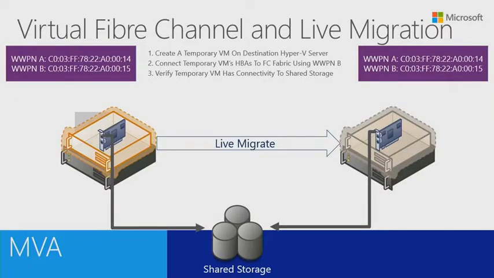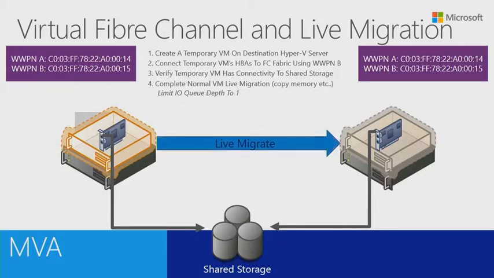So again, that's a key capability built in. We create a temporary VM on the destination server. We connect the temporary VM's host bus adapters to the Fibre Channel fabric using the worldwide port name B set. We verify the temporary VM has connectivity to the shared storage. Keep in mind when we do live migration, we always verify that we have access to all of the resources. We won't even perform a live migration if we're not sure we can do it safely. Then we actually perform the live migration, and lo and behold, we move it from one location to another.